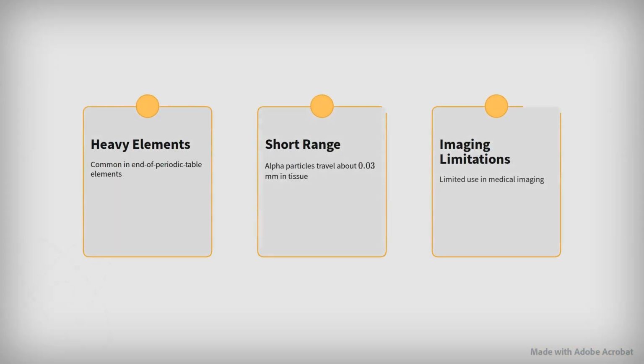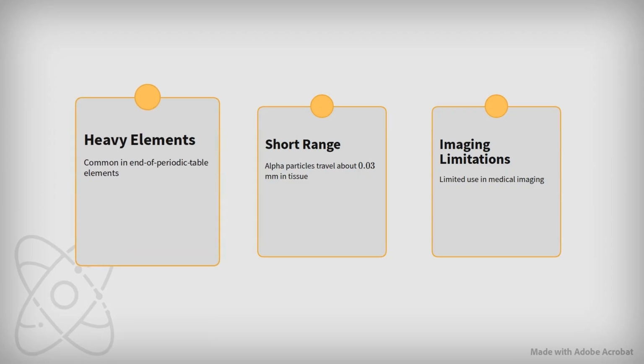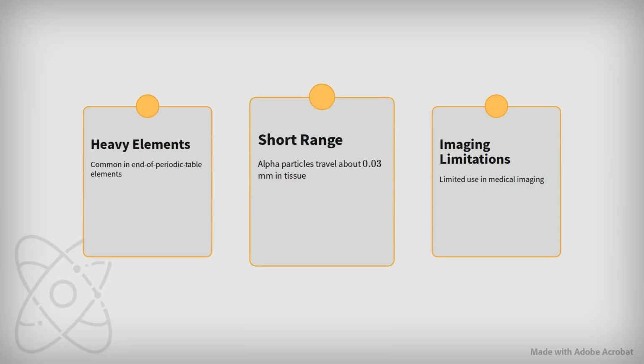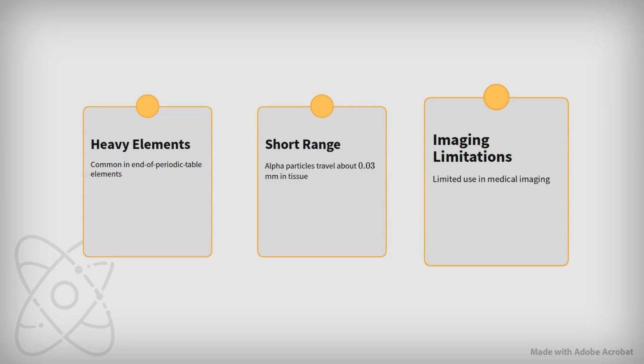Here's how alpha decay works. It's prevalent in heavy elements, produces short-range particles, and has limited imaging applications. Alpha decay is common among heavy elements at the end of the periodic table. Alpha particles have a very short range, traveling about 0.03 millimeters in body tissues. Due to their short range, alpha particles have limited use in medical imaging.